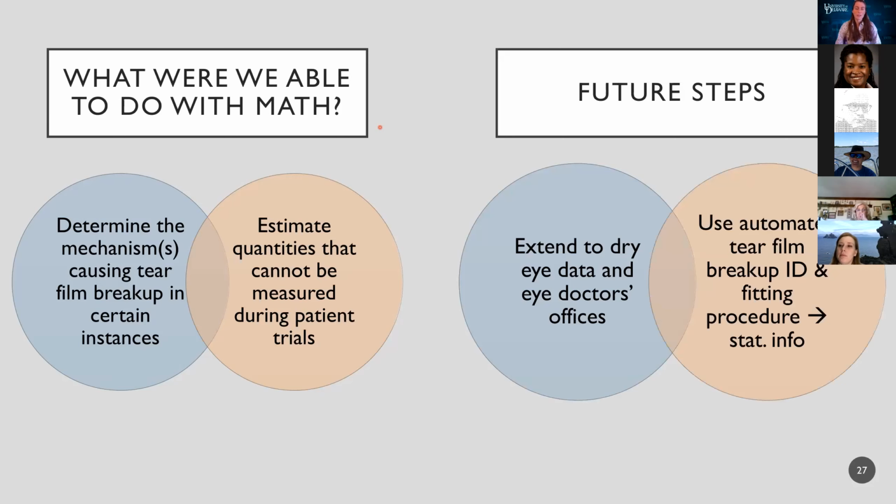And finally, what I've motivated at the end, we've got an ongoing project using machine learning, and we have automated a lot of the tear film breakup, and now we are going to work on fitting with these simplified models in order to try and get statistical information, generate a lot of fits, get a lot of information, and then again, compare it perhaps to data from people with dry eye syndrome.